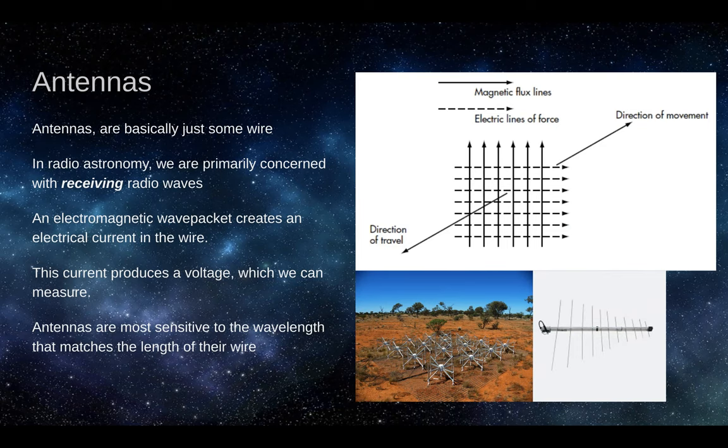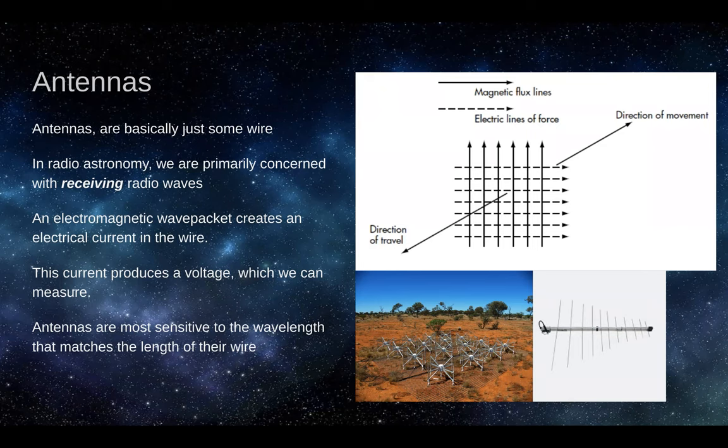So at its core fundamental level, what's going on here? You have an electromagnetic wave packet, if you like, to use the correct quantum mechanical term, that comes along and generates an electric current in the wire. And then this electric current produces a voltage. And this is actually what we measure. We are measuring voltages, or strictly speaking, changes in voltages. And of course, the antennas that we have are most sensitive to the wavelength that matches the length of the wire. But that's a whole science altogether.